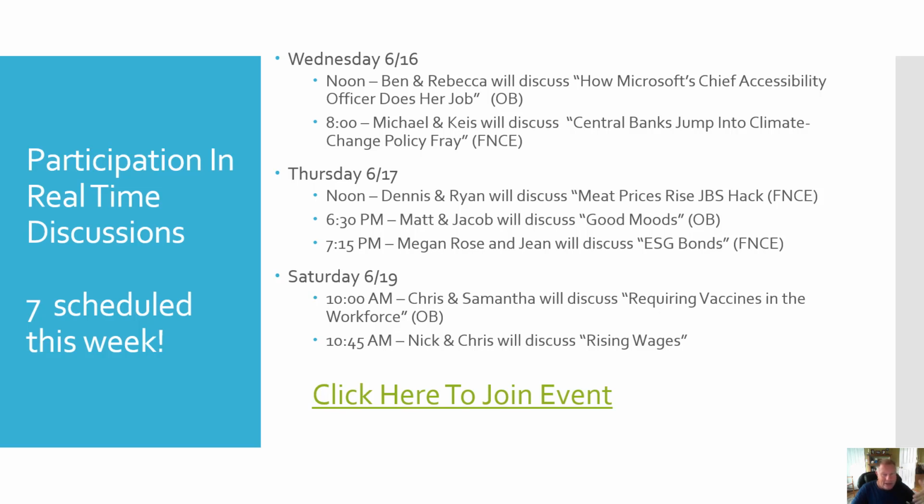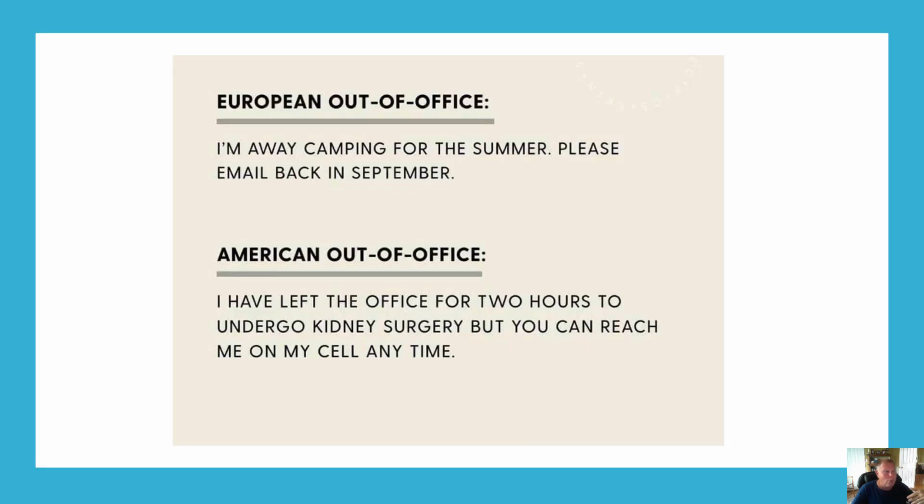Just to share, we had a couple of presentations last week, and one of them was about taking breaks. I've actually posted that one in Canvas for you to look at. But I think there's a difference culturally. And here's just a little thing. European out of office message: I'm away camping for the summer. Please email back in September. Where the American out of office is: I've left the office for 2 hours to undergo kidney surgery, but you can reach me on my cell anytime. We have that hard part as Americans of breaking away, of taking a break. And that has been complicated by COVID. So go ahead and take a look at that discussion that we had. It was actually pretty good.